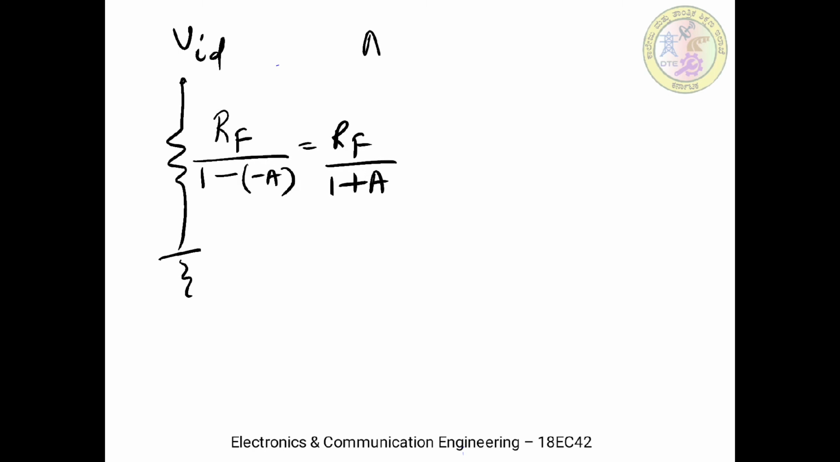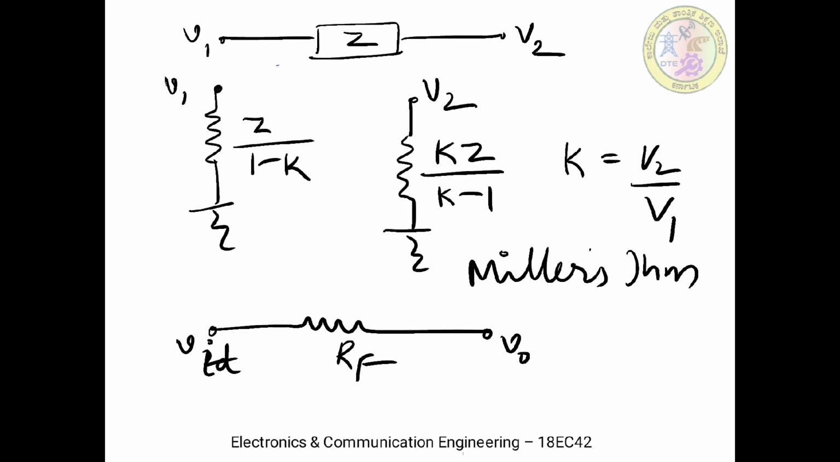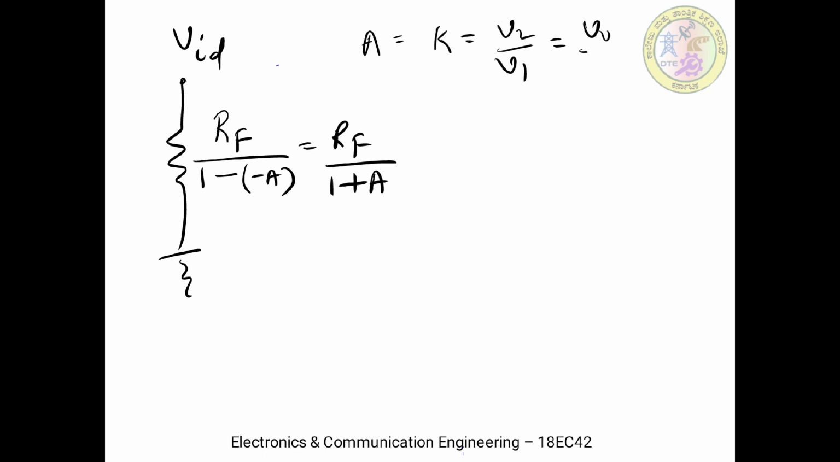Okay, so where here A is nothing but K. K is actually V2 by V1. Now in place of V2 what we have is V0. Therefore V0 by VID. We have to substitute V0 by VID. So because in place of V2 we have V0, and in place of V1 we have VID. That's why A will be equal to V0 by VID.